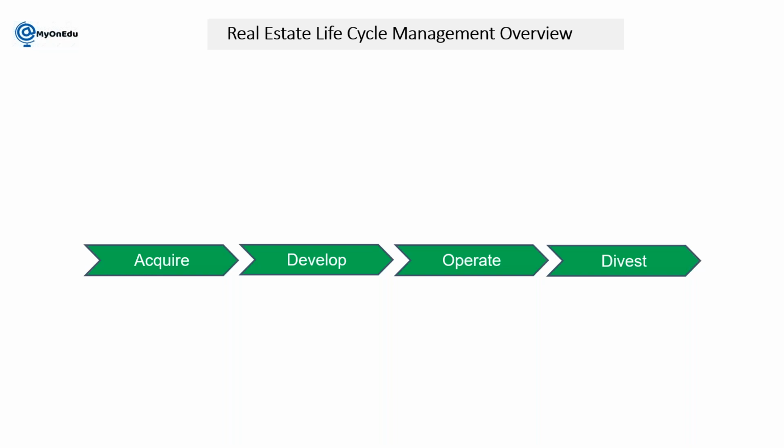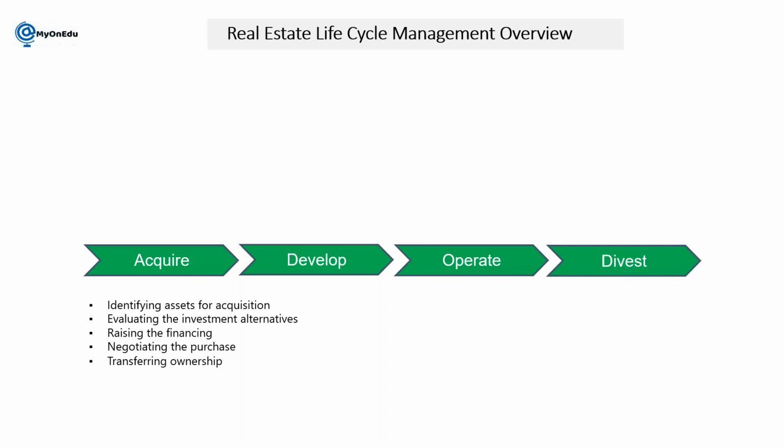When we go for a typical business scenario in real estate lifecycle management, the first thing is acquire, where we identify assets for acquisition. Then evaluating the investment alternatives, then raising the financing, then negotiating the purchase, and then transferring ownership.